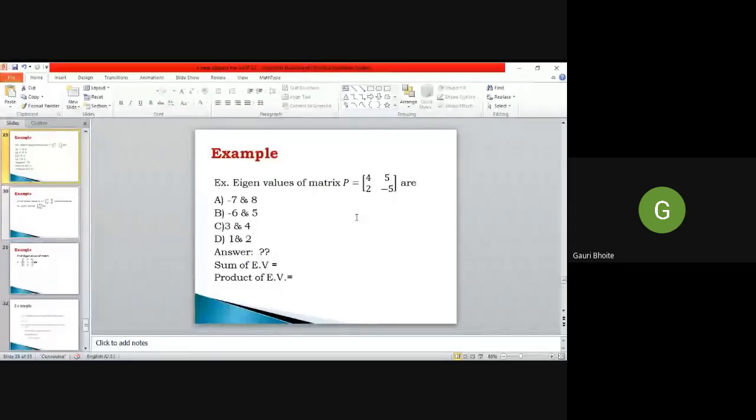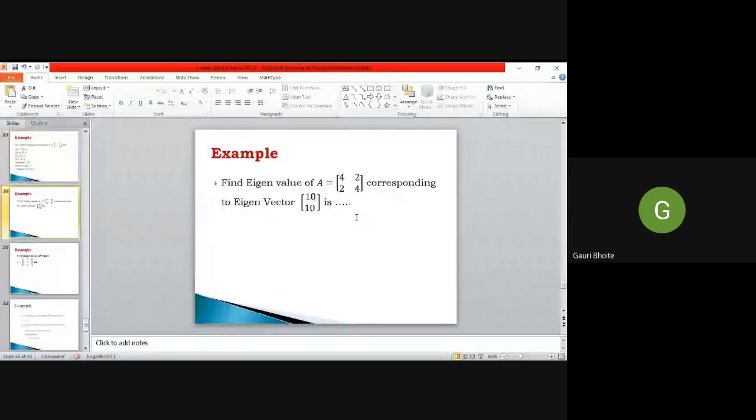Correct. Okay. So next, find the eigenvalue of matrix A, which is 4, 2 in the first row, 2, 4 in the second row, with corresponding eigenvector 10, 10. So use the basic definition: find Ax, and write Ax in terms of lambda times x. Find the eigenvalue corresponding to this matrix A and the eigenvector x, which is 10, 10.